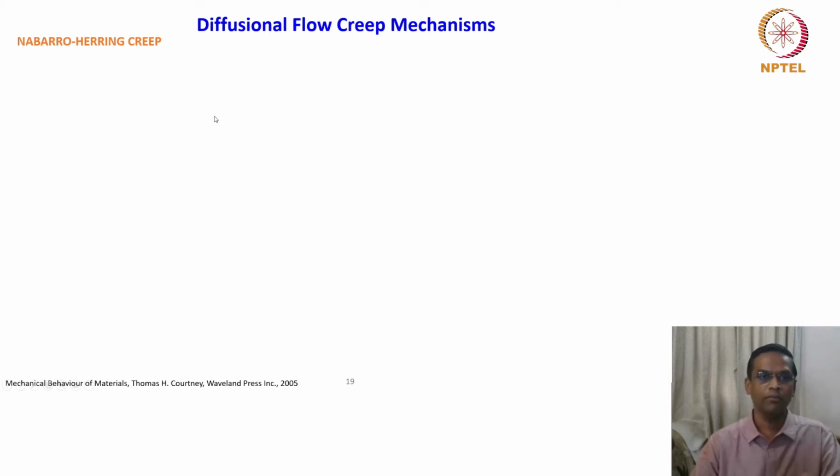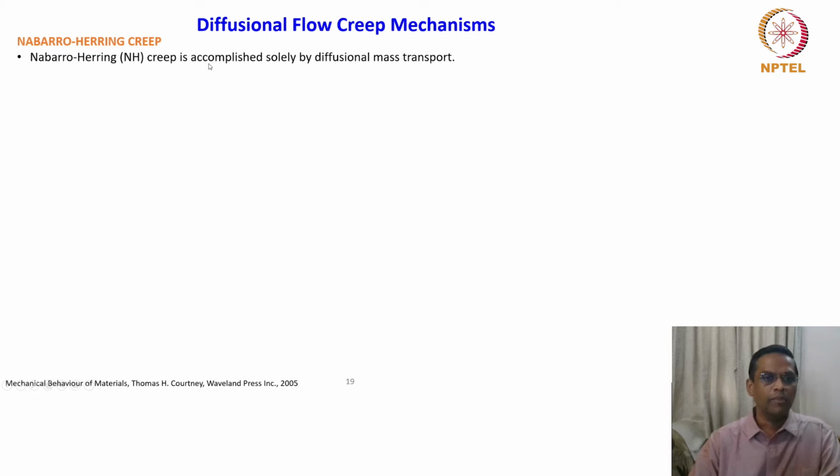Now we look at the diffusion flow creep mechanism. A popular one is Nabarro Herring creep. So now we have to reverse the situation. Before, it was high stress, low temperature. Now it is reversed: high temperature, low stress. Nabarro Herring creep is accompanied solely by diffusional mass transport.